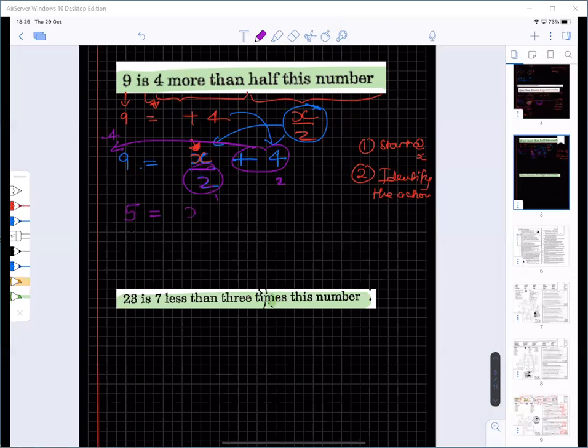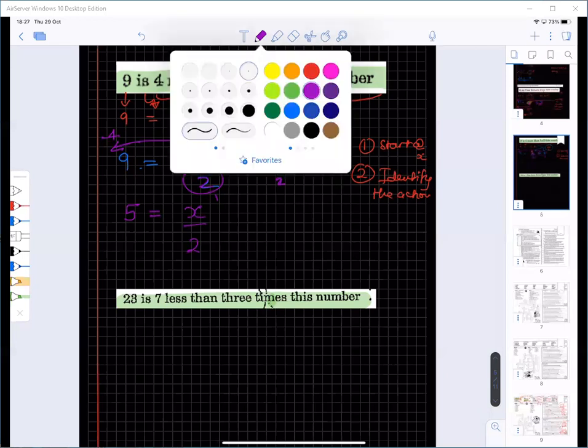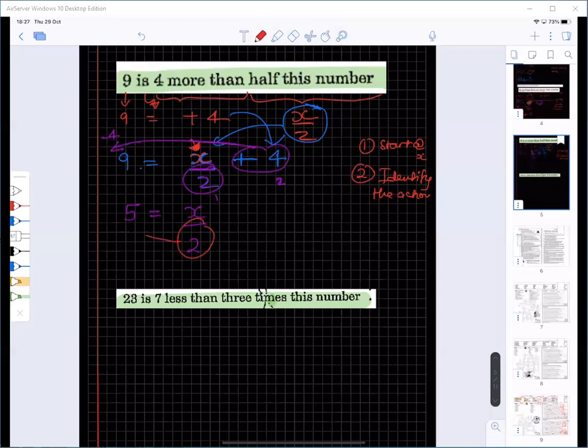Okay, and then what do you do with the x over 2? You copy it down, and then you reverse the divide by 2. Opposite of divide by 2 is? Times by 2. And what's 5 times by 2? 10. So 10 is equal to x. Done. Okay, thank you for that.